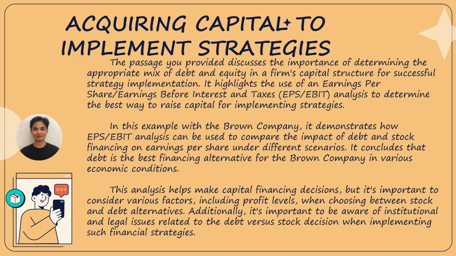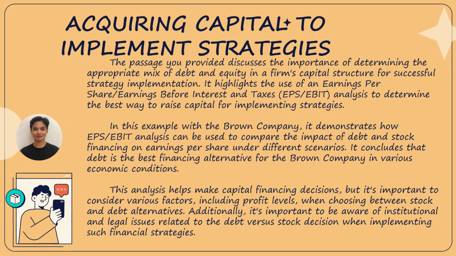Ang ganitong analysis ay nagpapahayag kung gaano kabilis mababayaran ang utang at kung paano ito mag-aambag sa kita ng bawat bahagi ng equity. Sa ganitong paraan, ang kumpanya ay maaaring makagawa ng masusing plano para sa pag-angkop ng kanilang capital structure na siyang pundasyon para sa maayos na implementasyon ng kanilang mga strategies. Halimbawa, ang Brown Company, ipinakikita kung paano magagamit ang EPS-EBIT analysis para ihambing ang epekto ng utang at stock financing sa kita bawat bahagi sa iba't ibang mga scenarios.